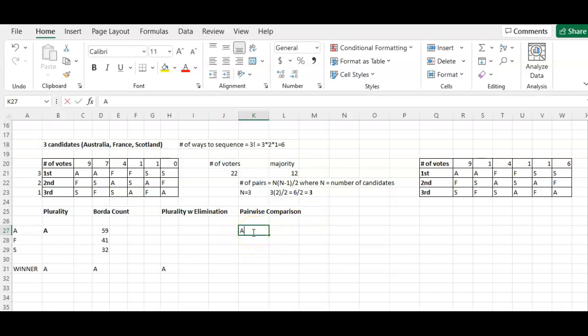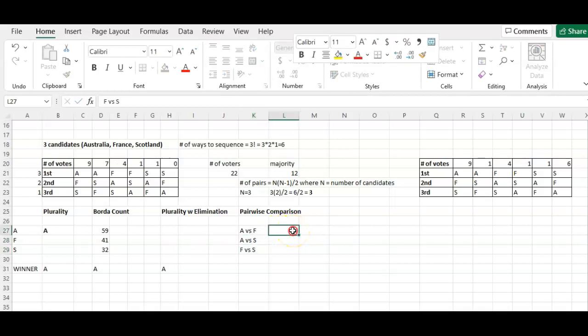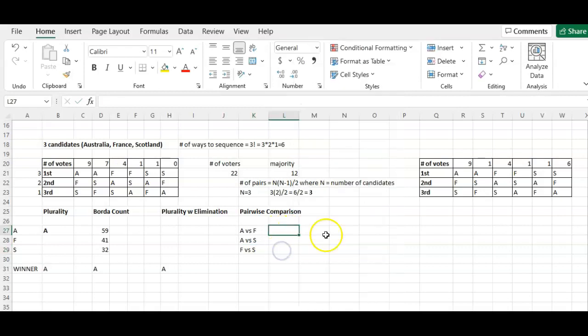So we have A versus F. That's one pair. We have A versus S. And then the last pair would be F versus S. So those are the 3 possible pairings that I can have. Now for each of these, I'm going to assign points, or votes, if you will, based on whether in the sequence one candidate is above the other.